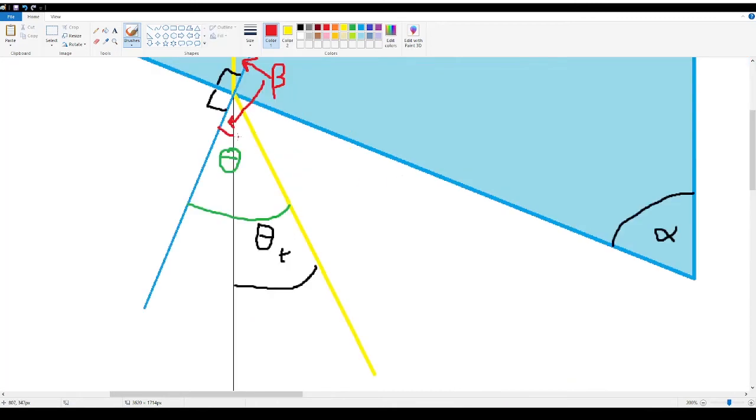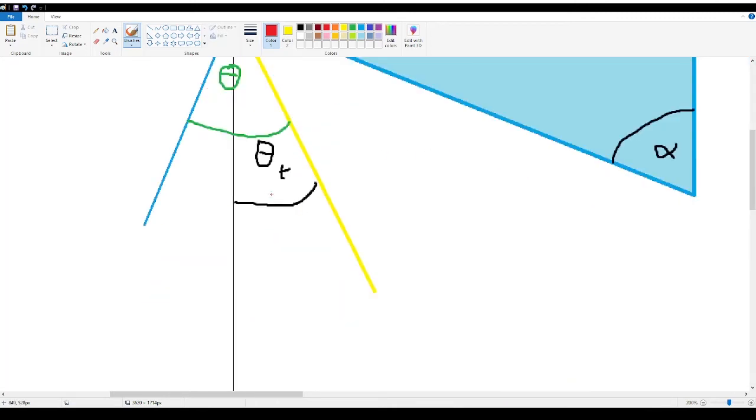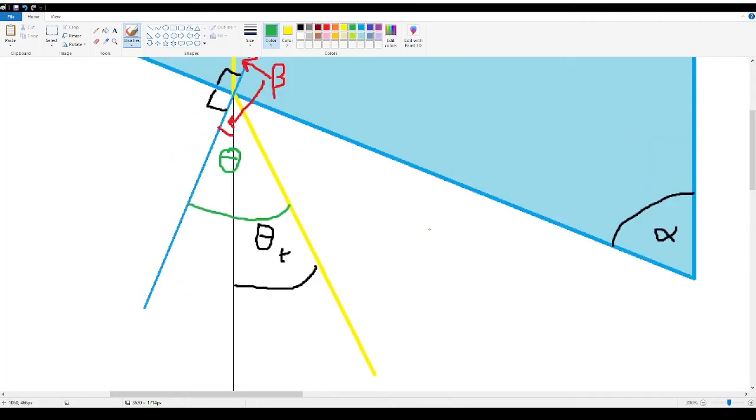So now that we have our red angle and we're given our black angle, we know that our green angle, let's call it theta green, is going to be equal to our given theta t plus our beta.